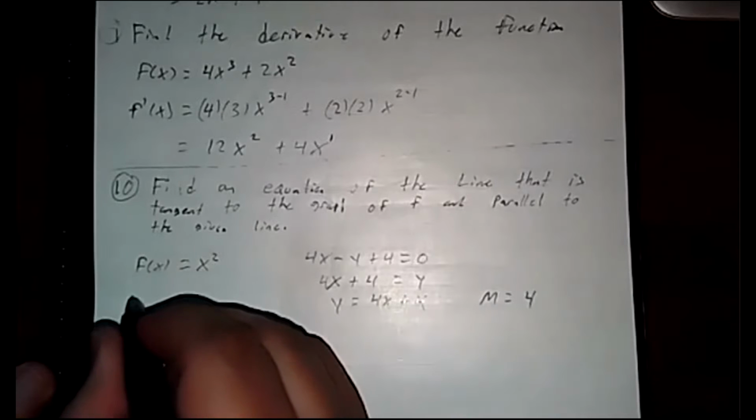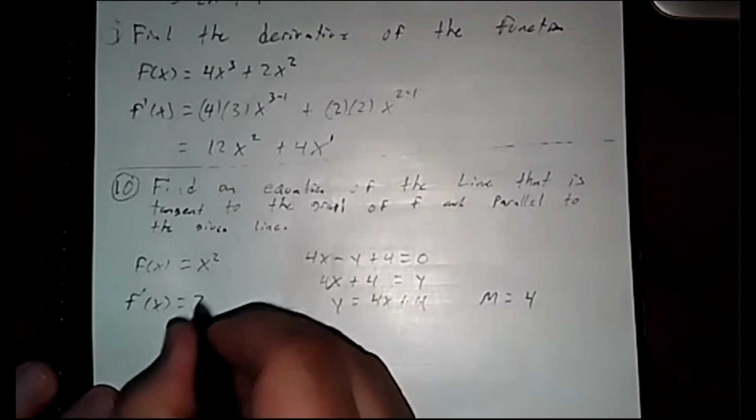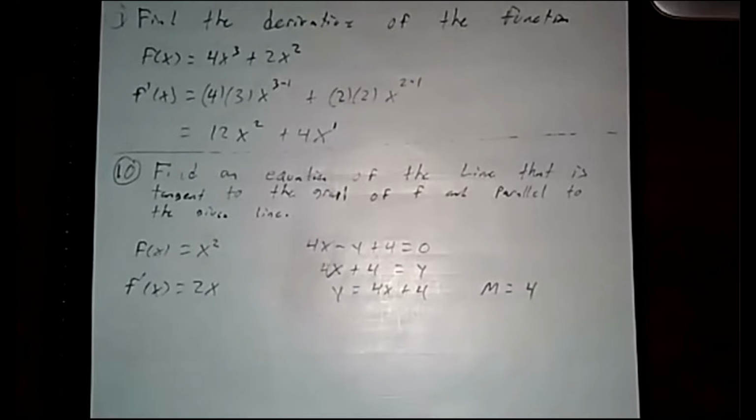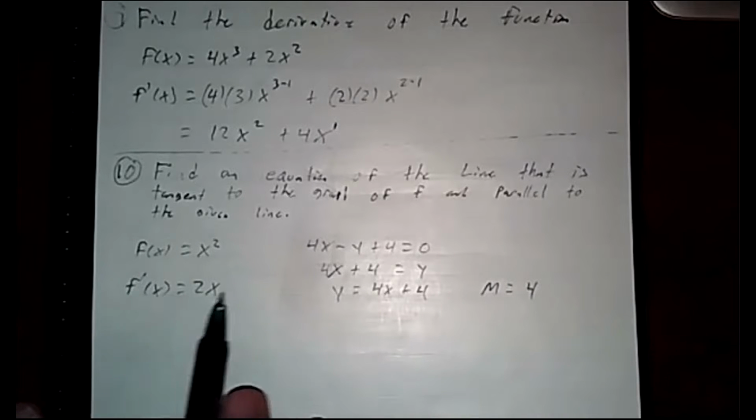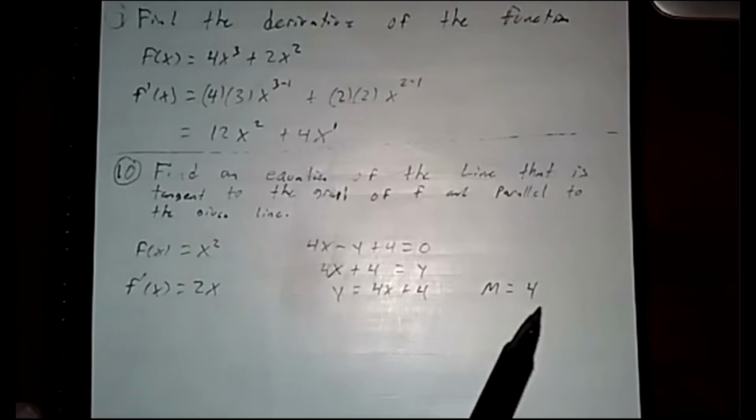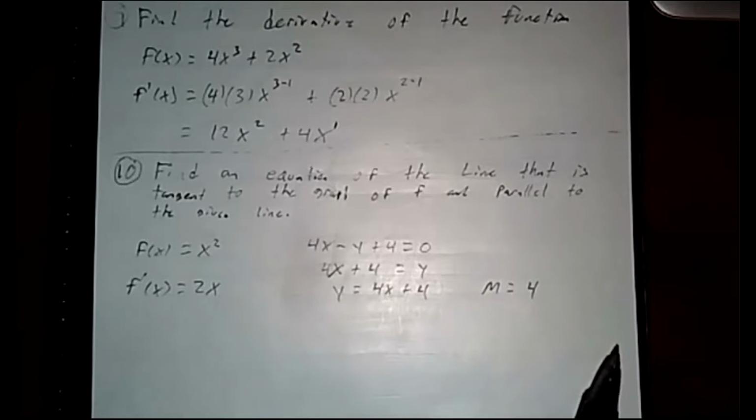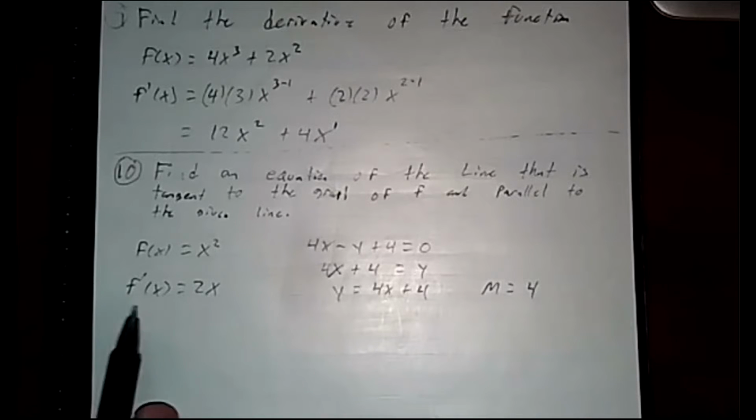So now, if we take the derivative of the function, that would be 2x. So we know that the derivative must be equal to 4, the slope. So if we set it equal to 4, then we can solve for the x value, which will then allow us to find the y value. Because we know that derivatives give us slopes.